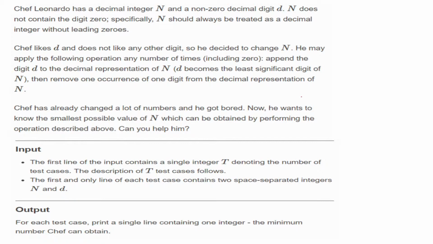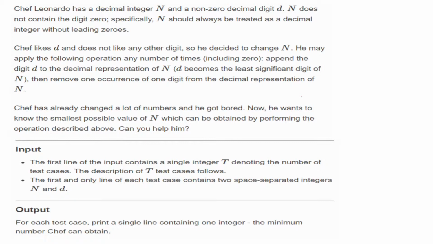Chef likes d and does not like any other digit. So he decided to change N, and he may apply the following operation any number of times. Append a digit to the decimal representation of N, then remove one occurrence of one digit from the decimal representation of N. Chef has already changed a lot of numbers and he got bored. Now he wants to know the smallest possible value of N which can be obtained by performing the above described operation. Can you help him?